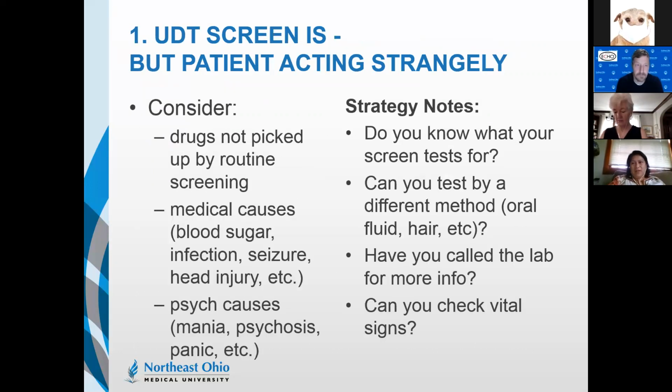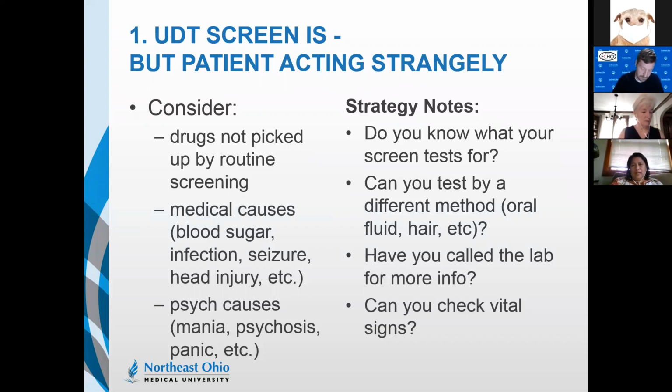You get a urine drug screen that looks apparently like nothing is going on, but your patient is acting very strangely. And by strange, I mean any number of things. So as I already alluded to, are they using something that you're not picking up? And that's why they're acting strangely. Are they having some sort of medical cause that is causing their behavior? Blood sugar problems, infection, some sort of seizure, a head injury. And then the other thing is, of course, a primary psychiatric cause. Are they manic, psychotic, or in the middle of a very bad panic reaction?